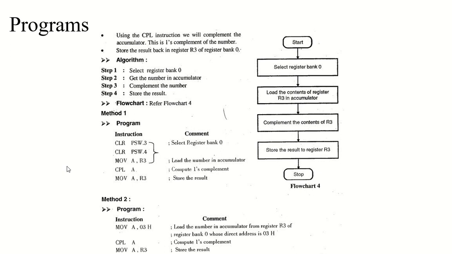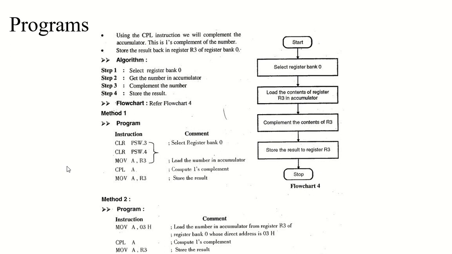So here, what are we going to do? First we will load the number whose ones complement is to be found in the accumulator, because every arithmetic operation takes place in the accumulator only. Then we are going to use the CPL instruction, which is used to compute the ones complement of a number. We will find the complement in the accumulator only, and then we will store the result back in the register R3 of register bank 0.